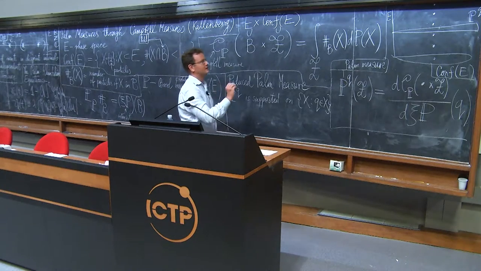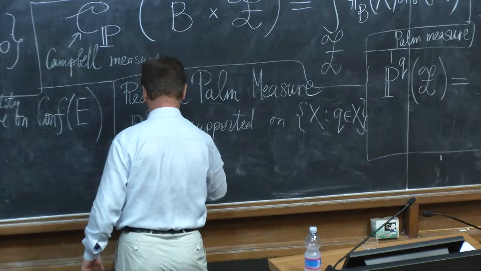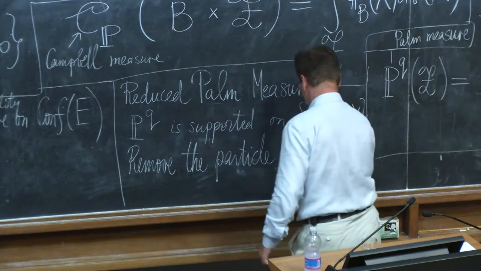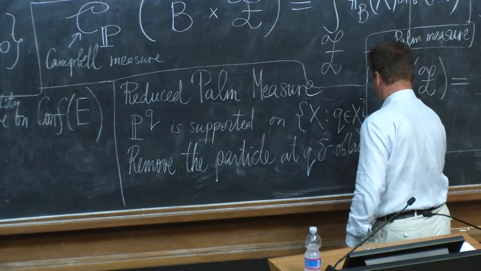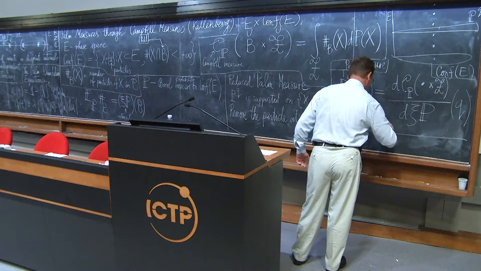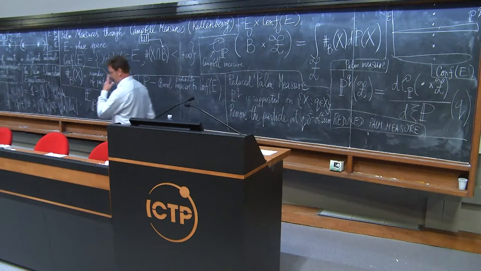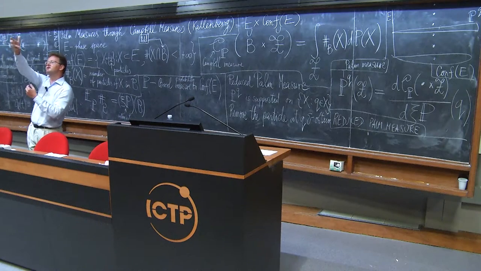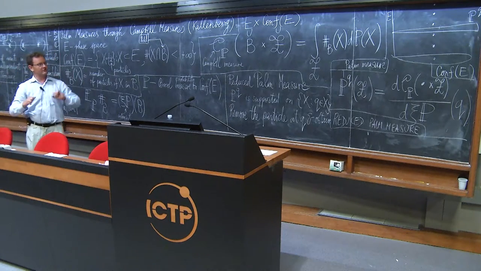Let me just say, it is convenient. Now remove the particle at Q and obtain reduced palm measure. At this point, again, the fiber over a given configuration will be those configurations from which you can remove, by removing one particle, and fall into this configuration. So it becomes a very subtle conditional measure of this reduced thing.